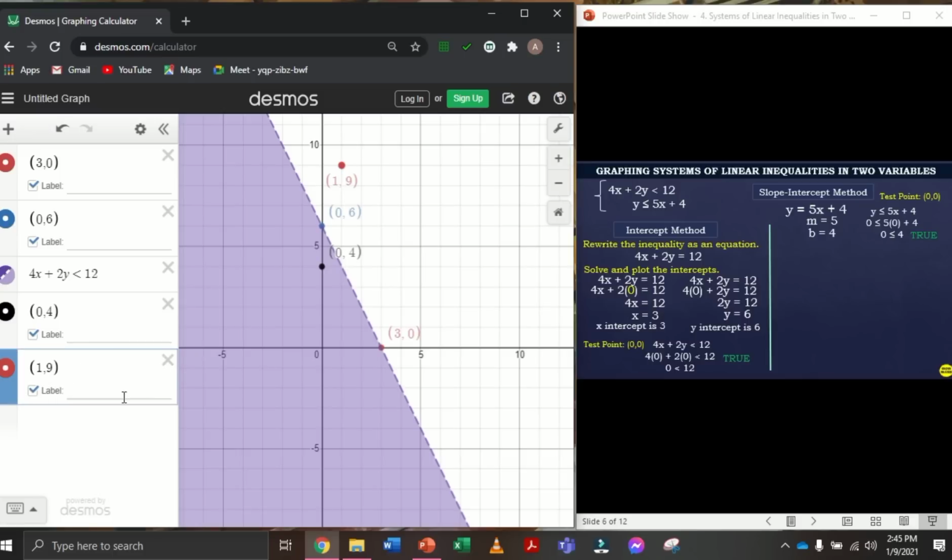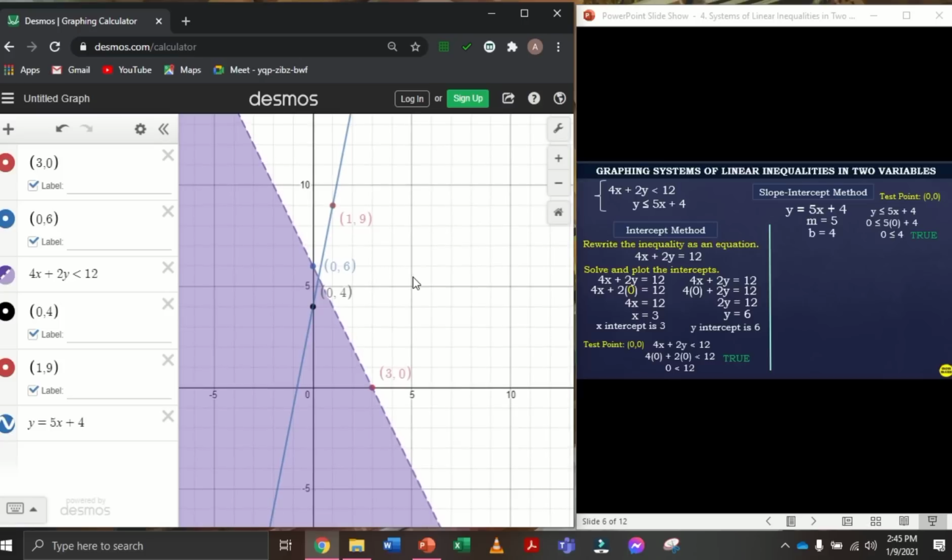And then, let us graph. So, para makonect siya, yung equation ang gagamitin natin. 5x plus 4. Ito po. Ayun. So, nakonect na po siya. Now, so, ito na po tayo. So, na-plot na natin si slope at si y-intercept.